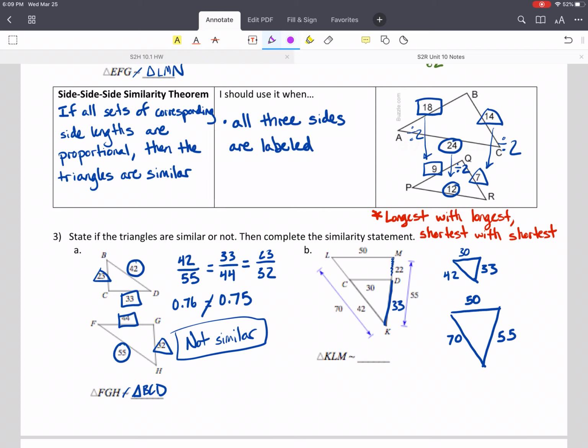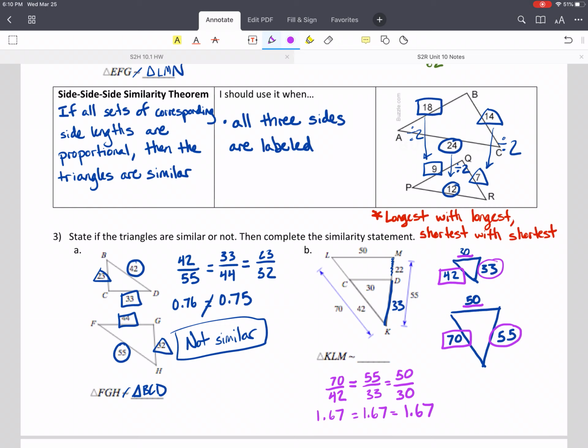I mean, we could also look, 70 is the longest, 42 is the longest. So notice I'm going from big triangle to small triangle this time. It doesn't matter which way as long as you're consistent, because then I see 55 is next to 33, which leaves 50 to 30. And we're going to check if those are the same. 70 divided by 42. It's like a 1.67. 55 divided by 33. Ooh, we're getting the same. Okay, 50 divided by 30. Guys, we finally got one.